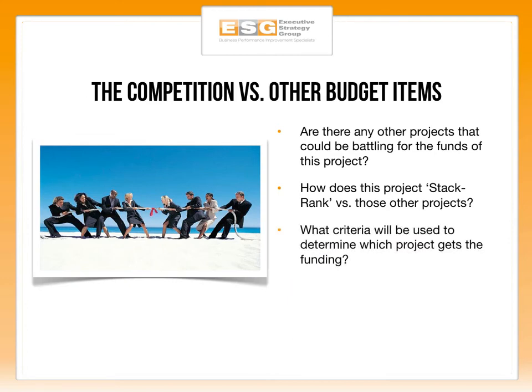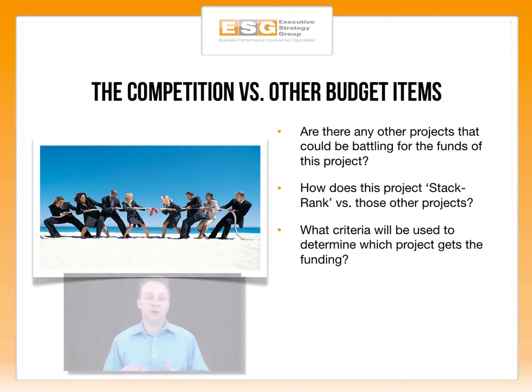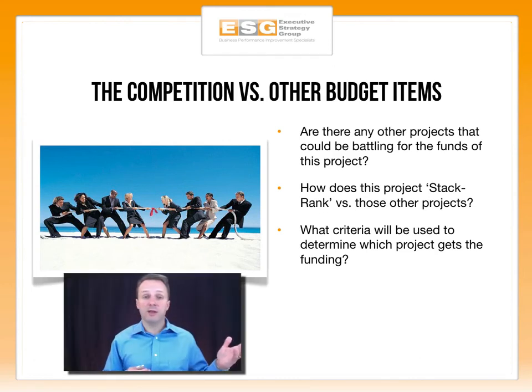Next question is, what criteria will be used to determine which project gets the funding? So if it's the CEO gets everything he or she wants and that's just the way it goes, well, great. Then I've got to figure out what that CEO cares about and how I can get a meeting with them to really get the opportunity to share how our value is going to impact their business better or more than the other projects on the table.